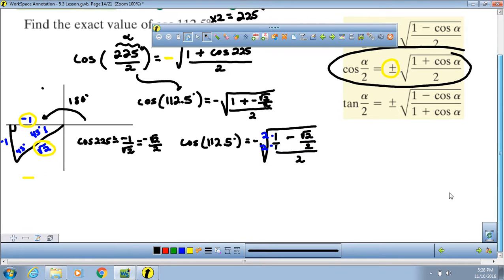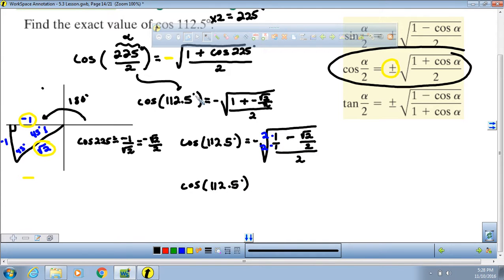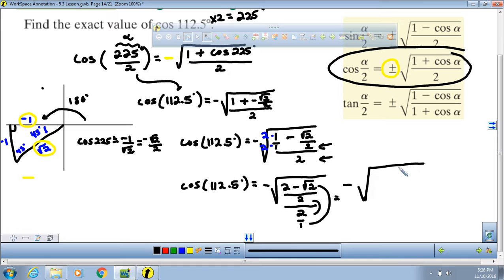So my new expression is going to be, let's continue, cosine of 112.5, which is my 225 over 2, equals negative square root of 2 minus the square root of 2 divided by 2, and then over 2. The first 2 comes from here, and the other one comes from the other denominator. If I do the sandwich theorem, remember this is over 1. You multiply these 2 and these 2, and you get negative square root of 2 minus the square root of 2, times 1 stays the same, over 2 times 2 gives you a 4.